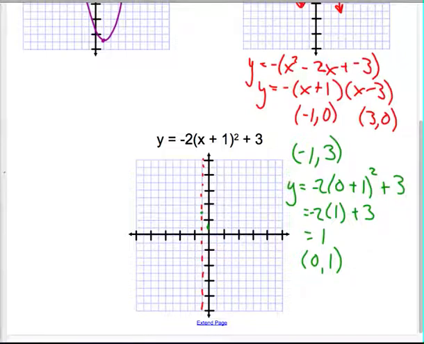Alright, so then we reflect that point over the vertex, and then we get our parabola, again opening down. So I reflected this y-intercept over the axis of symmetry to get this point to finish graphing my parabola.